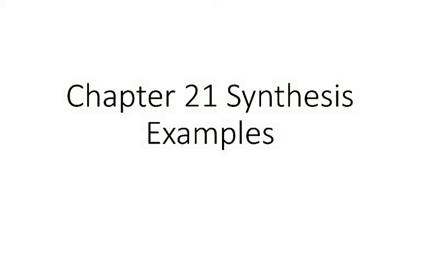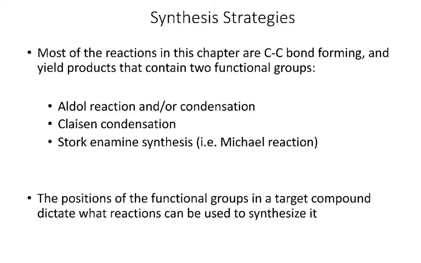Okay, this is the last video of the chapter, and we're going to look at some synthesis examples. So many of the reactions in this chapter are carbon-carbon bond forming reactions, and they yield products that have two functional groups. The reactions that fall into this category are the Aldol reaction or condensation, the Claisen condensation, and the Stork-Enamine synthesis. The Stork-Enamine synthesis just being a derivation of the Michael reaction, albeit oftentimes a more useful derivation of the Michael reaction because it allows us to do that reaction with a wider array of compounds.